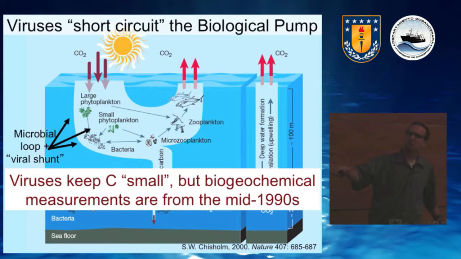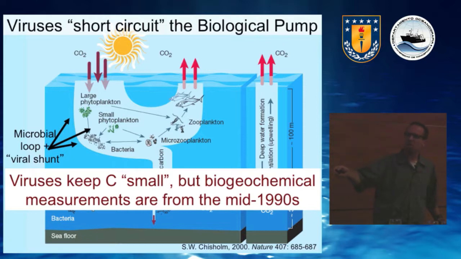And you can have organic carbon, which sinks out of the water column or comes down to the deep system through diel vertical migrators. And we were just beginning to discover the microbial loop in the early 80s and mid-70s, as Carlos nicely outlined earlier. And the viral shunt was just posited in the late 90s. Generally it's thought that viruses keep carbon small. So viruses lyse cells. That organic material becomes available to smaller cells rather than moving up this food chain.